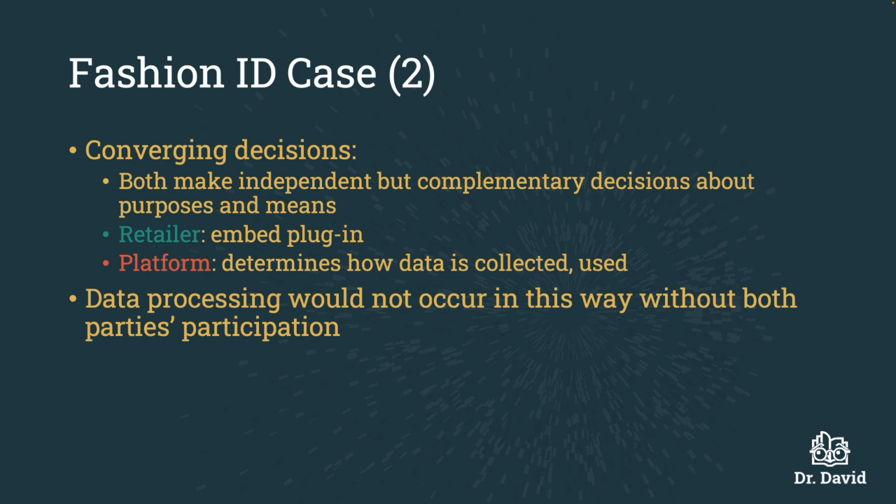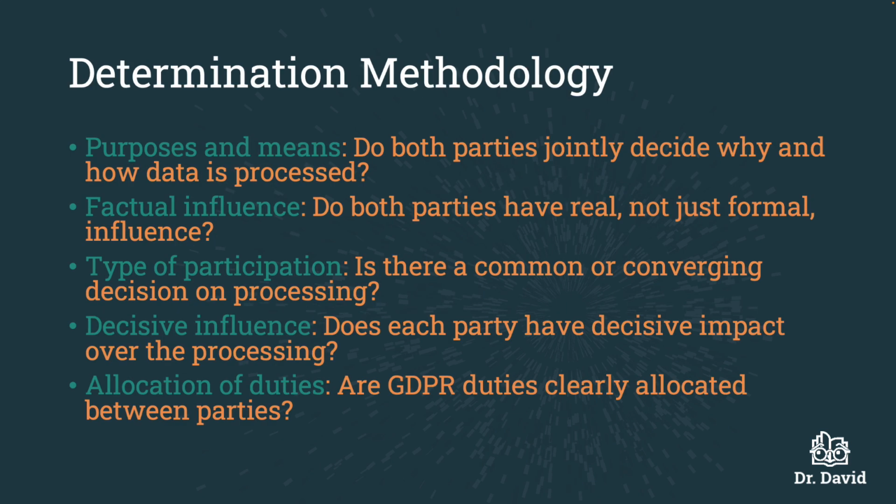Common decision, we have controllers that are intentionally coming together and determining the purpose and means. For converging decision, these are more decisions that are happening in parallel and converge at the point of collection and processing. I mentioned at the beginning of the lecture, if you're someone like me, you like to have a nice, neat list of facts or questions that you can go through to determine, yes, this is, no, this isn't.